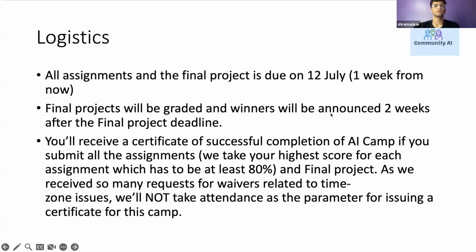There's just a few logistics things I want to go over first. All assignments and the final project are due on the 12th of July, so one week from now. Even if you have some missing assignments, you can go ahead and submit them now. The final project will be graded and the winners will be announced two weeks after the final project deadline. You'll receive a certificate of completion for the AI camp if you submit all the assignments and the final project. As we've received so many requests for waivers related to time zone issues, we'll not take attendance as a parameter for issuing a certificate for this camp.